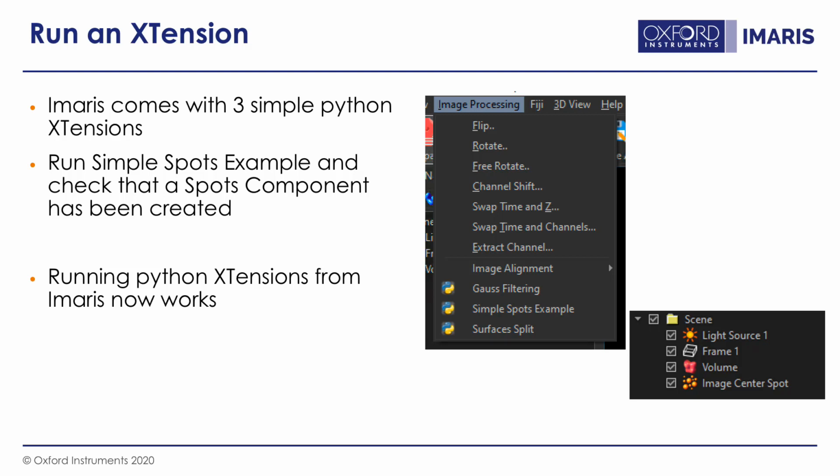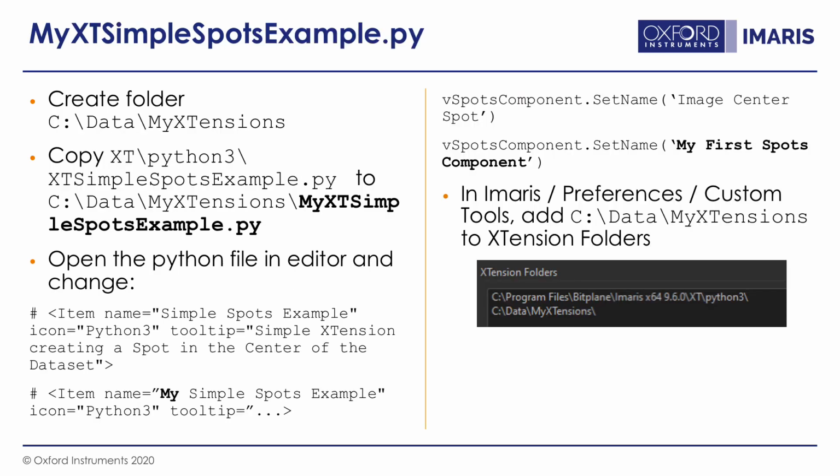So we will run the simple spots example by clicking on it. Well, first load some image and then use the simple spots example menu entry. This will then place a spot in the image, and if you look at the scene, you'll have an image center spots component in the Surpass tree. By running that, you know that Imaris XT, running Imaris extensions from Imaris, is working. That's good.